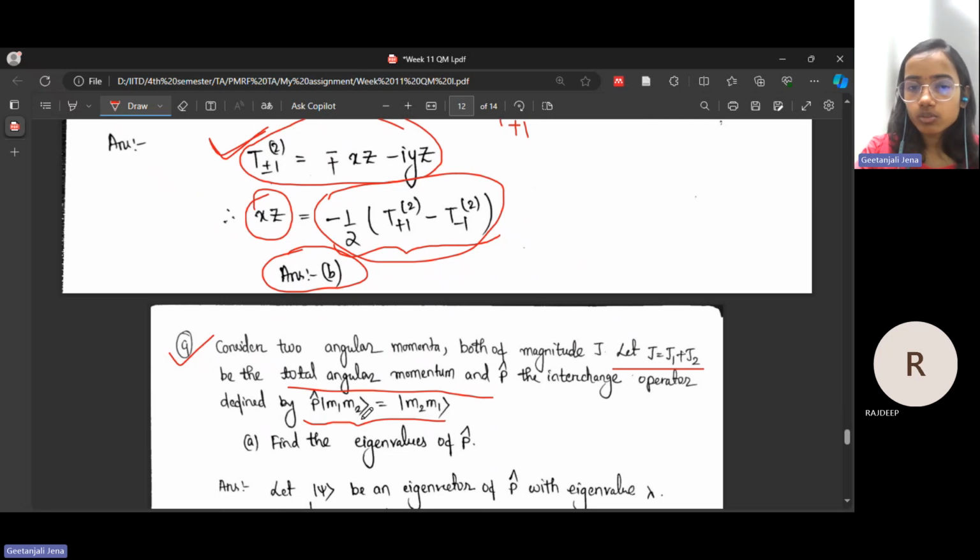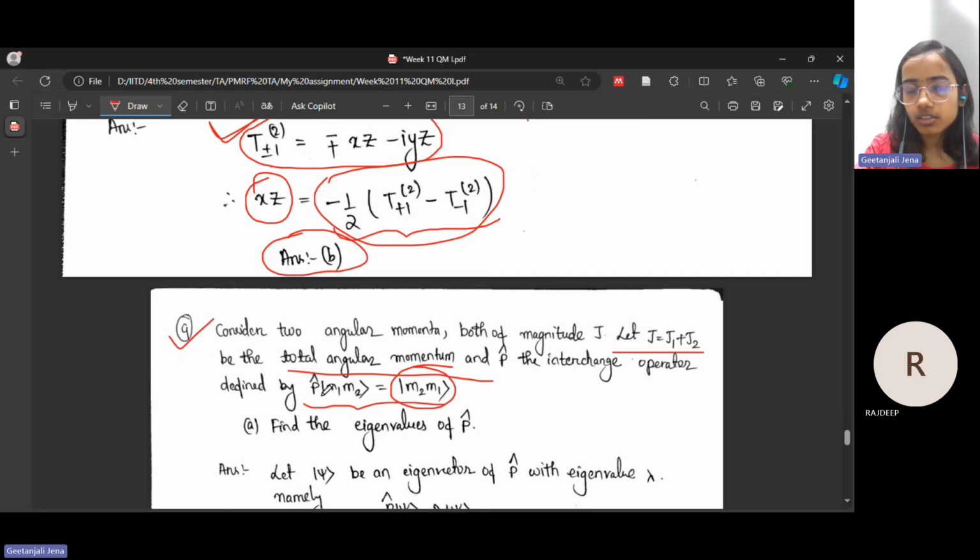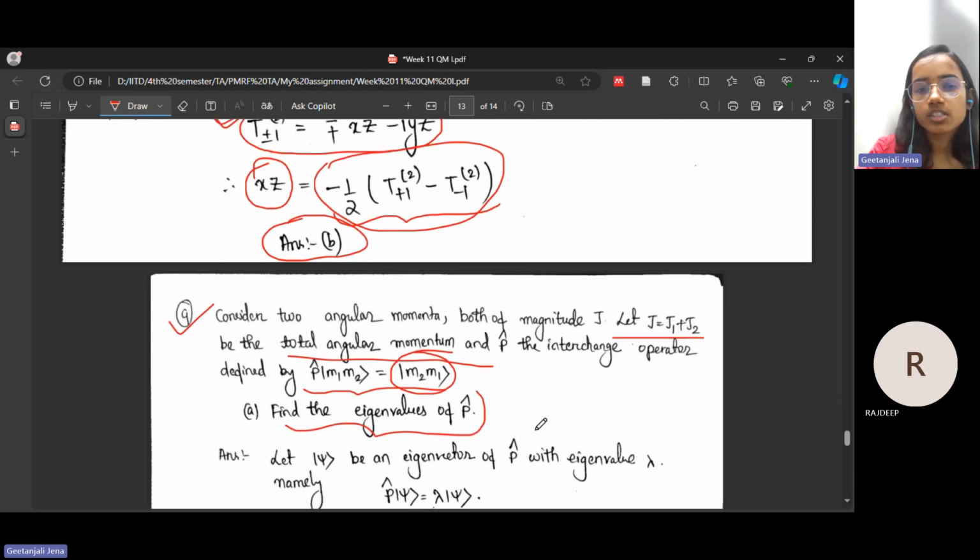When P acts on m1 m2, the m1 and m2 get changed. So m1 gets changed to m2's place, and m2 gets changed to m1's place. So it acts as an interchange operator. Now it is asking to find the eigenvalues of P. So if you have this kind of condition, then what are the eigenvalues of the interchange operator? So how can you solve this problem?